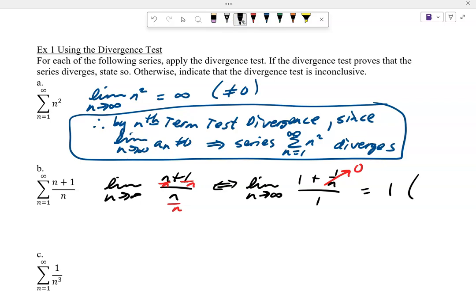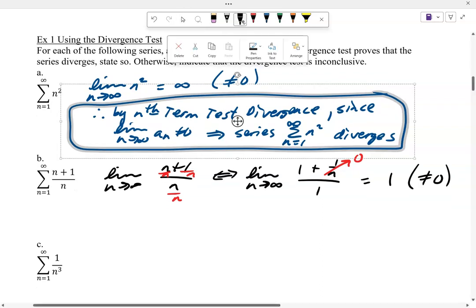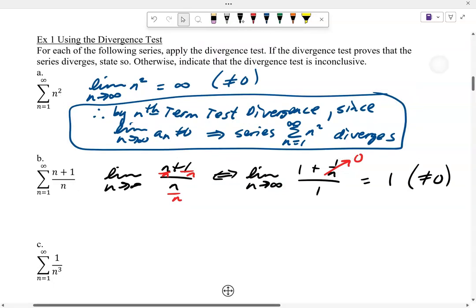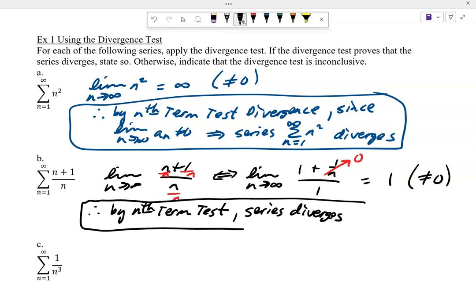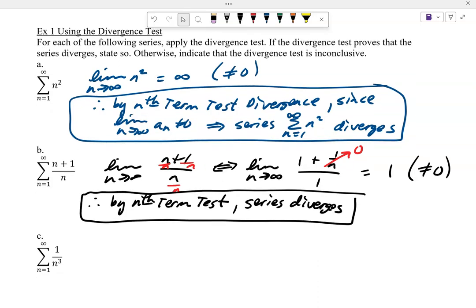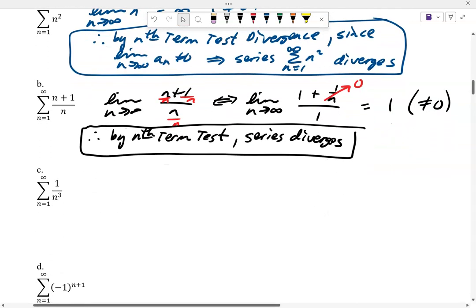Well, the question is, is the limit not equal to 0? Sure enough, it's not equal to 0. So by the nth term test, therefore, the series diverges. All right, since the limit as n goes to infinity is not 0.